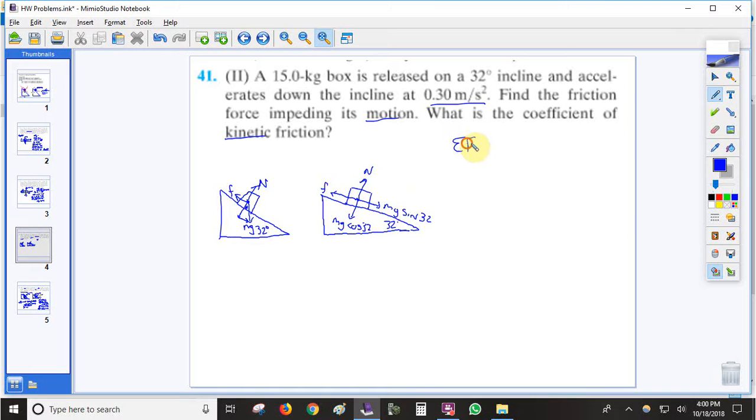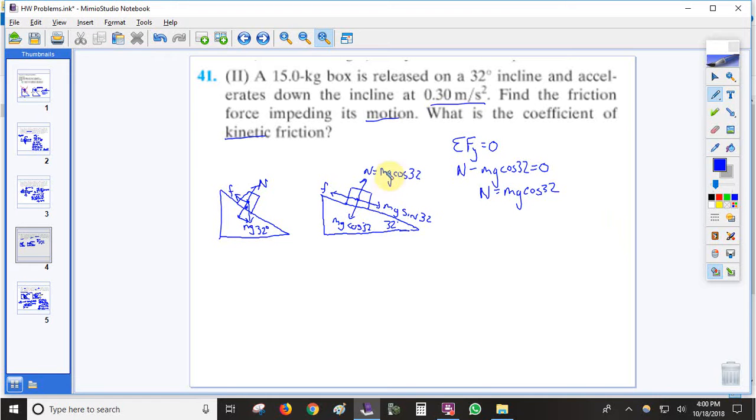Let's go ahead and sum our forces in the y. We're not moving in the y direction. We have a box sitting on the plane. It's not floating up. It's not moving into it. So acceleration is 0 there in the y direction. The sum of the forces: we have the normal force acting up minus mg cosine 32 acting down, and that equals 0. If we add mg cosine 32 to both sides, that means our normal force is equal to mg cosine 32.